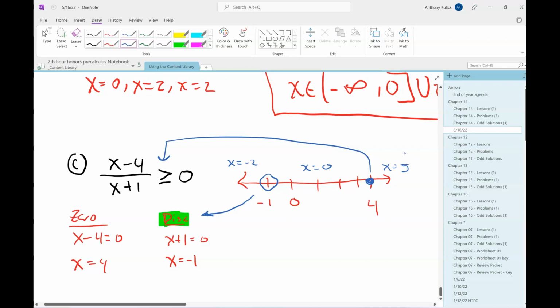Okay, when I plug in -2, I have -6 over -1. Negative over negative is positive. When I plug in 0, I have -4 over 1. Negative over positive is negative. When I plug in 5, I get 1 over 6. Positive over positive is positive. So, am I looking for the positive parts or the negative parts in this one? The positives, because it's greater than.